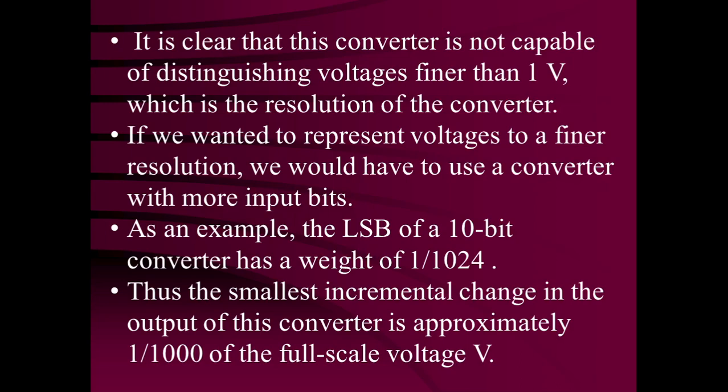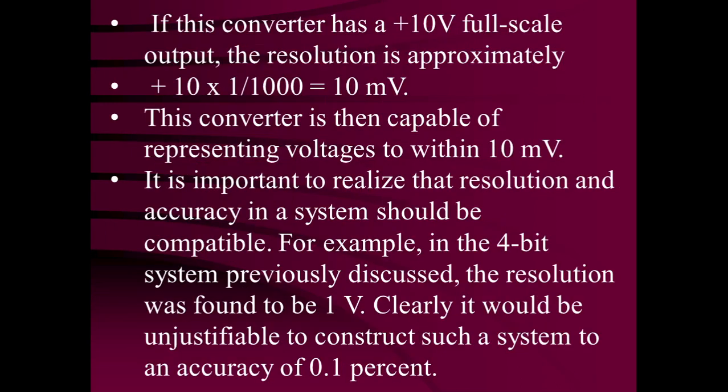Thus, the smallest incremental change in the output voltage of the converter is approximately 1 upon 1000 of the full scale output voltage. So, it is dividing the full scale output voltage by 1000, and that is going to be the resolution here, because it is a 10-bit system and the LSB has a weight of 1 upon 1024. If this converter has plus 10 volt full scale output voltage, the resolution is approximately plus 10 volt multiplied by 1 upon 1000, that is equal to 10 millivolt.